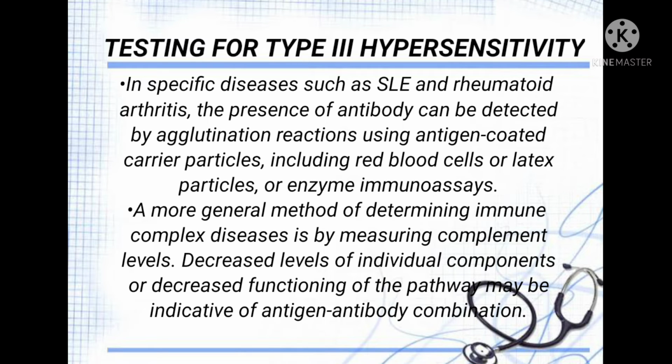Testing for type 3 hypersensitivity. In specific diseases such as SLE and rheumatoid arthritis, the presence of antibody can be detected by agglutination reactions using antigen-coated carrier particles, including red blood cells or latex particles, or enzyme immunoassays. Fluorescent staining of tissue sections has also been used to determine deposition of immune complexes in the tissues. A more general method of determining immune complex diseases is by measuring complement levels. Decreased levels of individual components or decreased activity of the pathway may be indicative of antigen-antibody combination.